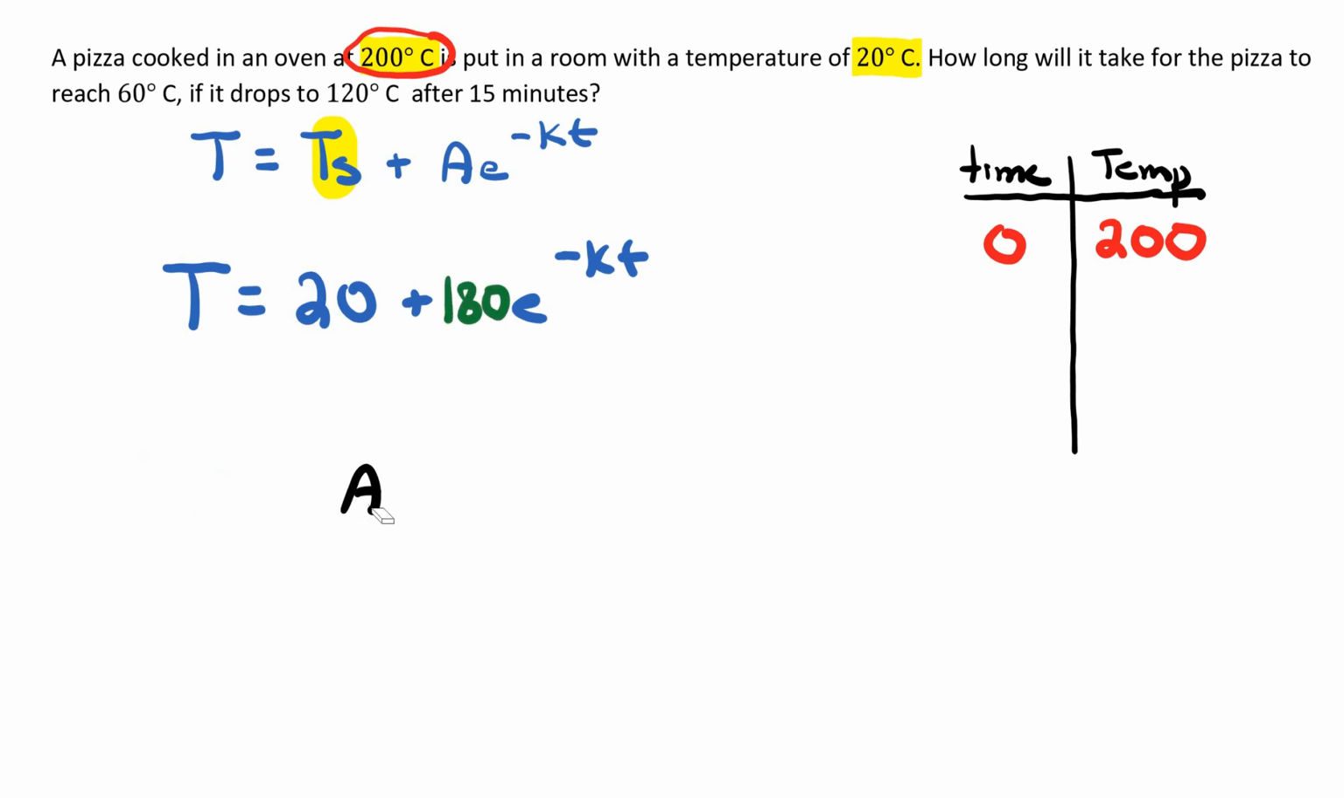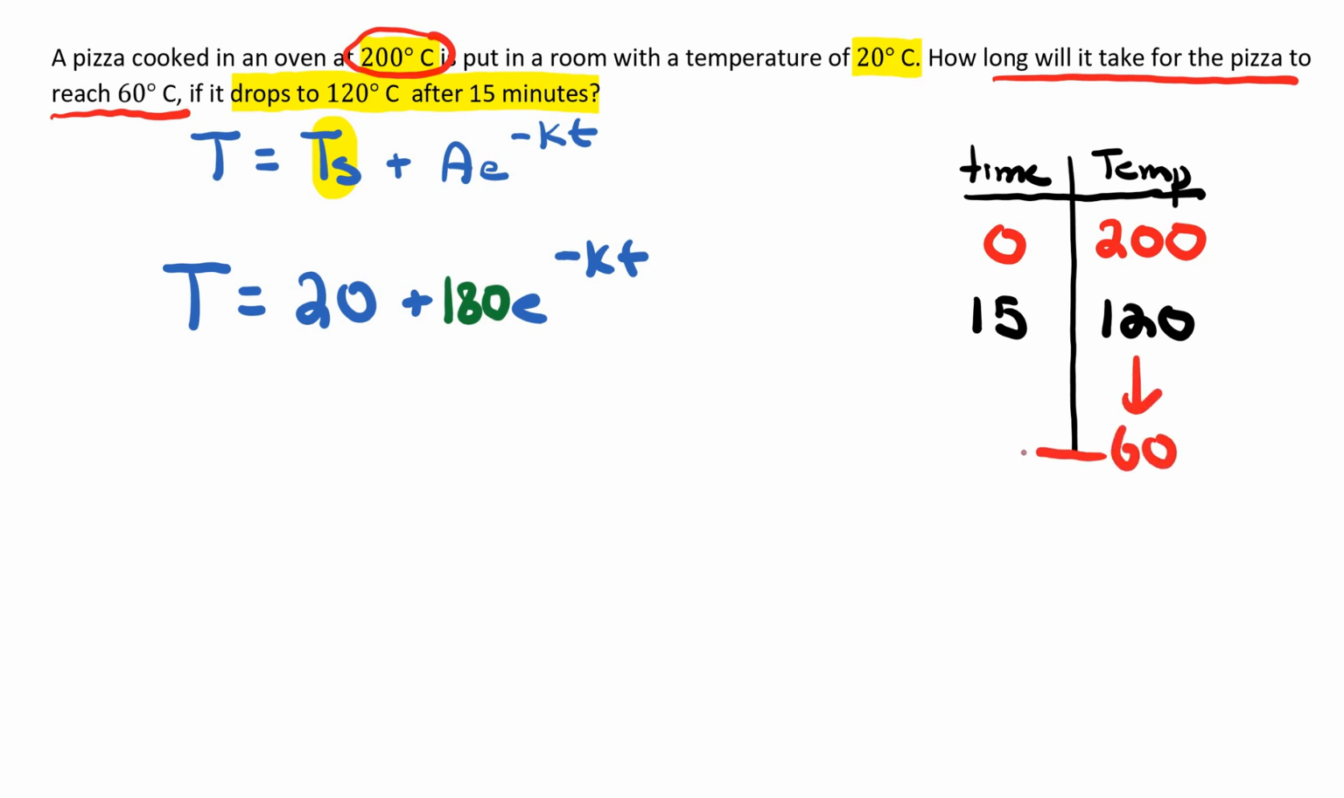Okay, perfect. So if I keep on reading the problem, it says that the temperature drops to 120 degrees after 15 minutes. So after 15 minutes, the temperature of the pizza is now 120 degrees Celsius. And that makes sense, right? If you take a pizza out of its oven and leave it in room temperature, the temperature should decrease over time, right? And the question is really asking, how long will it take for the pizza to reach 60 degrees Celsius, right? Eventually it's going to drop to 60 degrees Celsius, and I want to find out how long it is going to take.